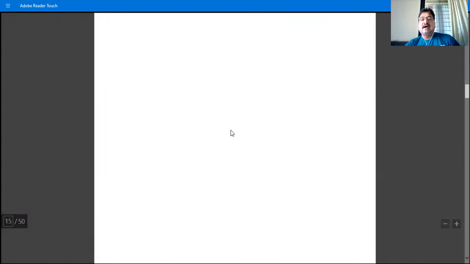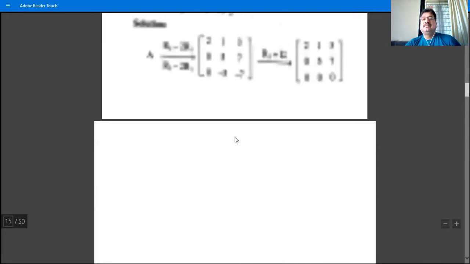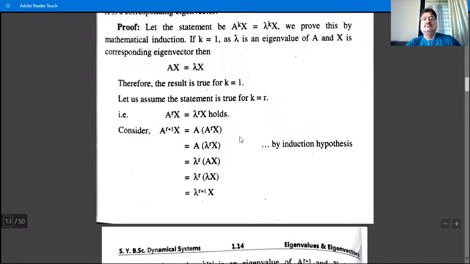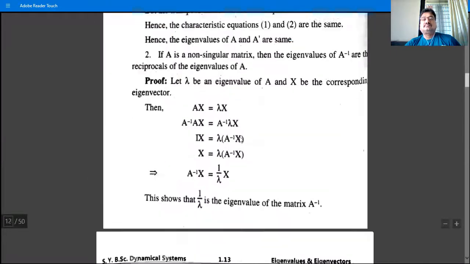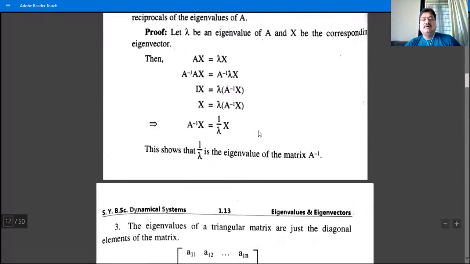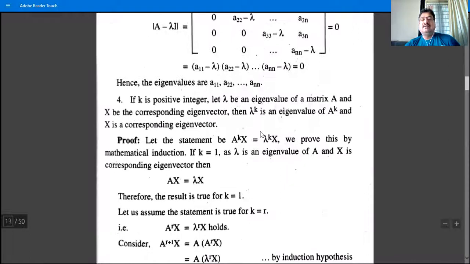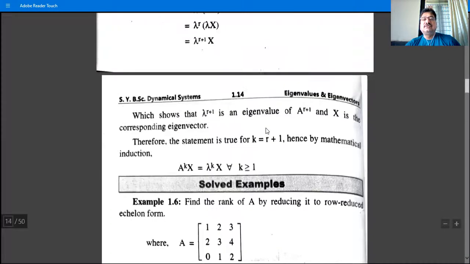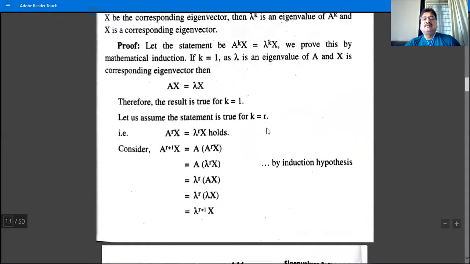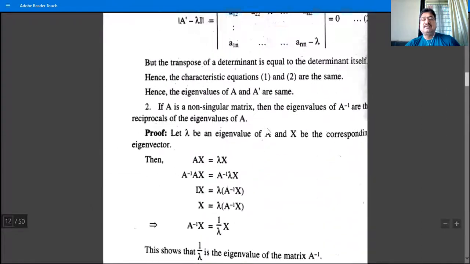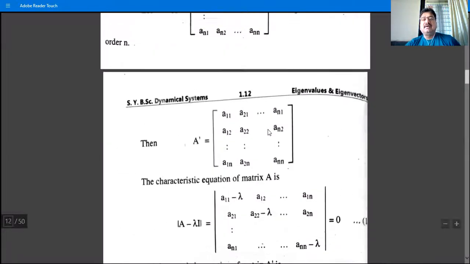So how can we find the eigenvectors of the matrix? Ax is equal to lambda x. If Ax is equal to lambda x, then x is called the eigenvector of A corresponding to lambda. This is the definition of eigenvectors.